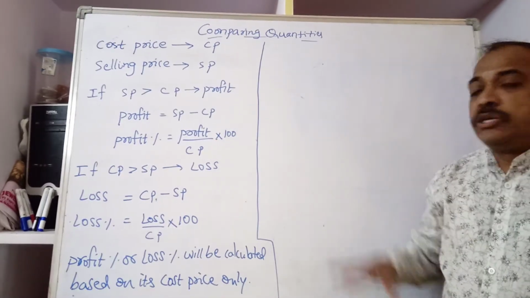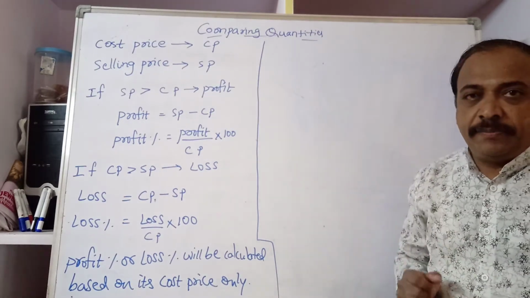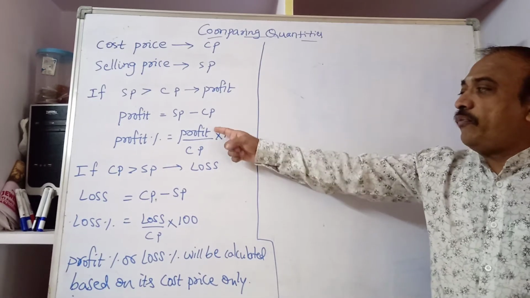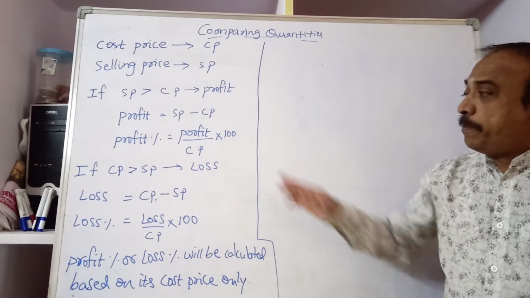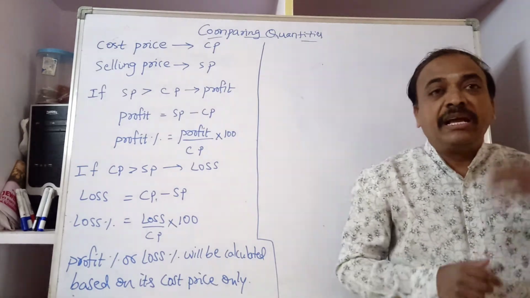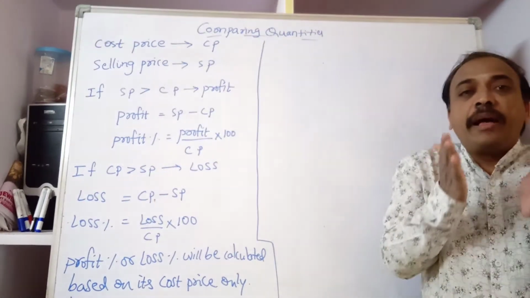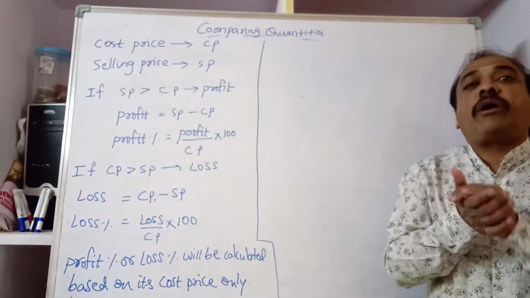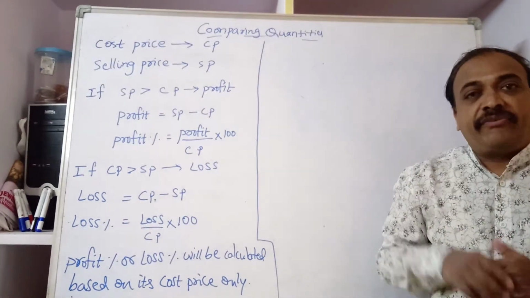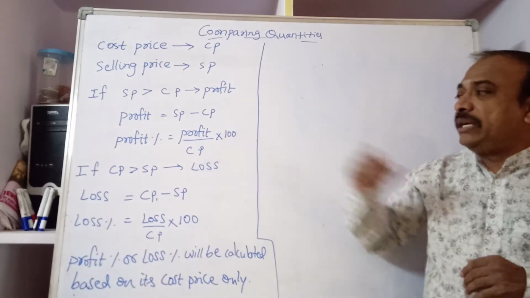Profit percent: how much percentage of profit you or the shopkeeper got. So profit percent is equal to profit by CP into 100. Business people have to purchase and then they will sell, so what amount they spent on purchasing and what amount they gained while selling. So profit percent is equal to profit by CP into 100.